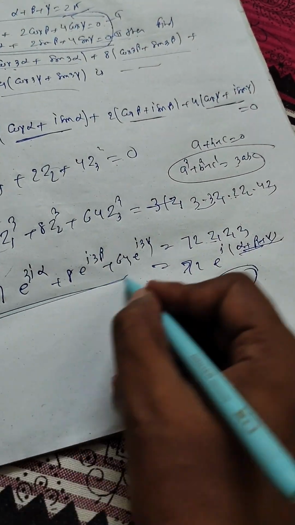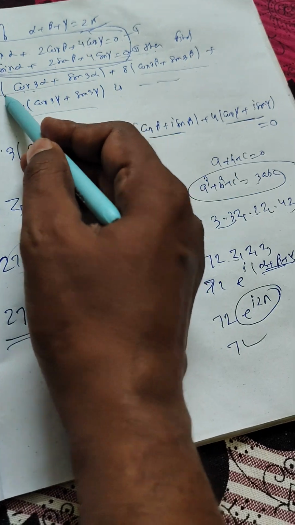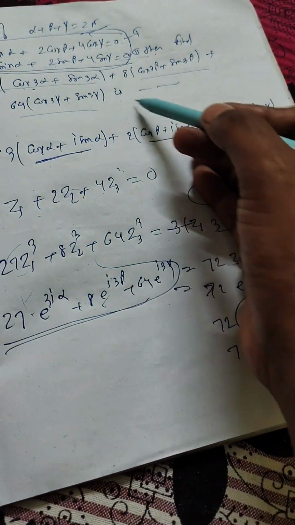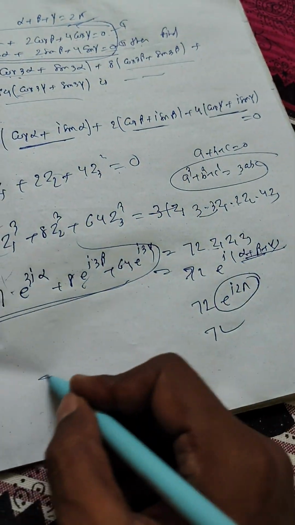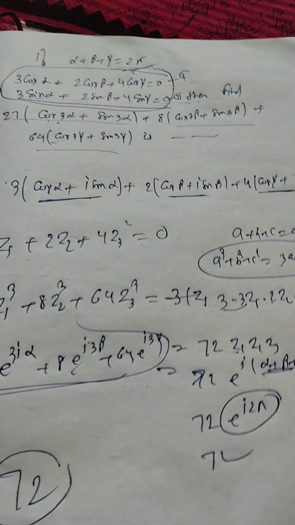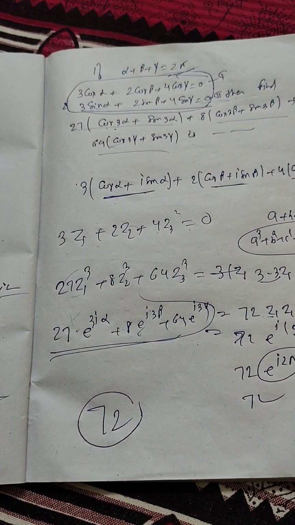So this value, already, your question is having 27, 8 and 64. So the total answer is what? 72. Okay. Any student with a doubt, ask the question, sir.